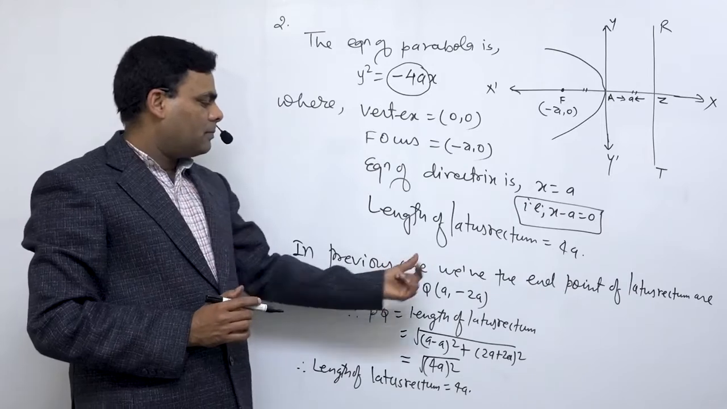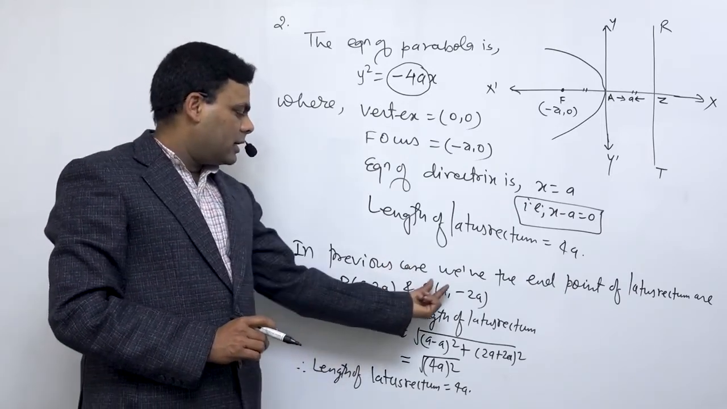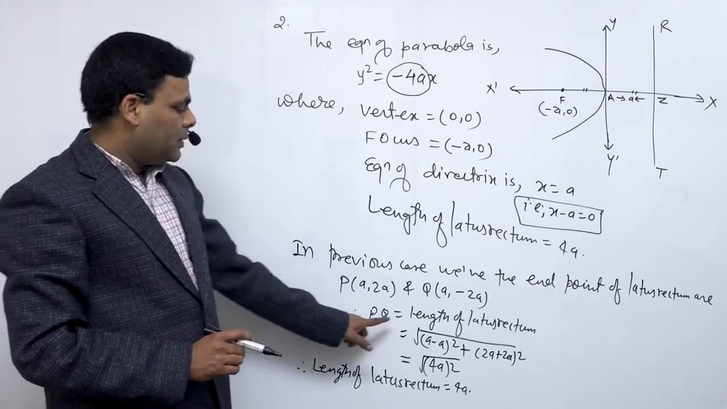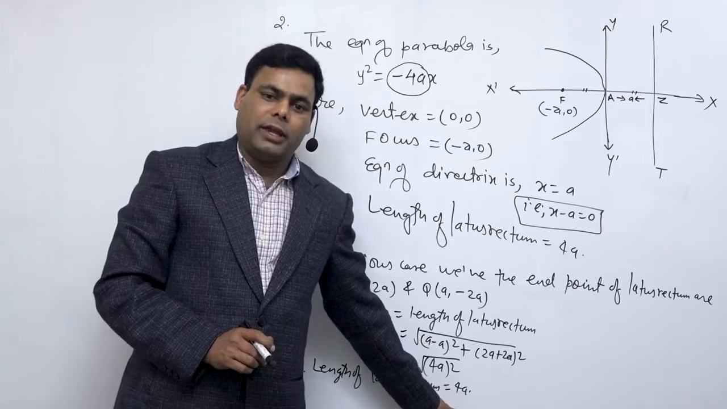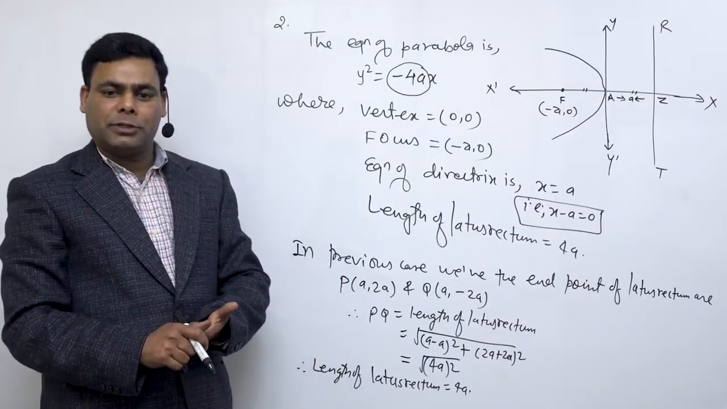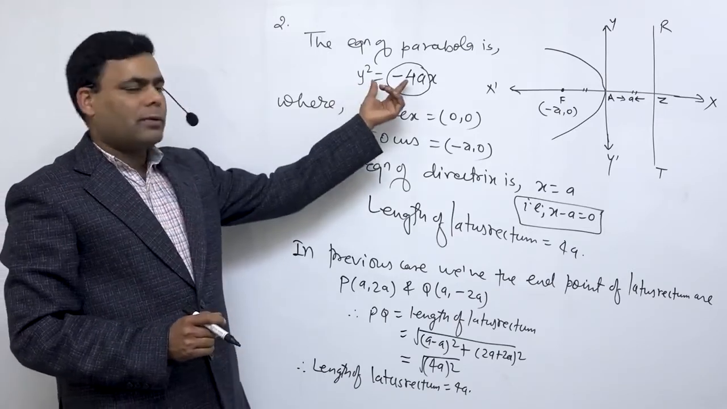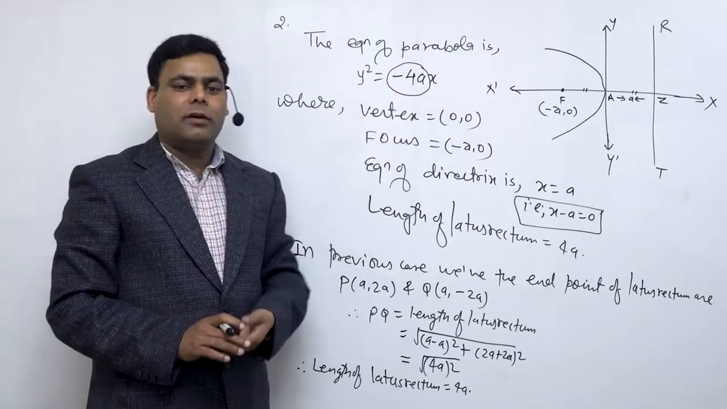In the previous case, we have the endpoints of the latus rectum as P a comma 2a and Q a comma minus 2a. Therefore PQ equals the length of latus rectum, which we have shown to be 4a. Hence, in the parabola y square equals to 4ax, the length of latus rectum is 4a. So in this parabola also, the length of latus rectum is 4a.